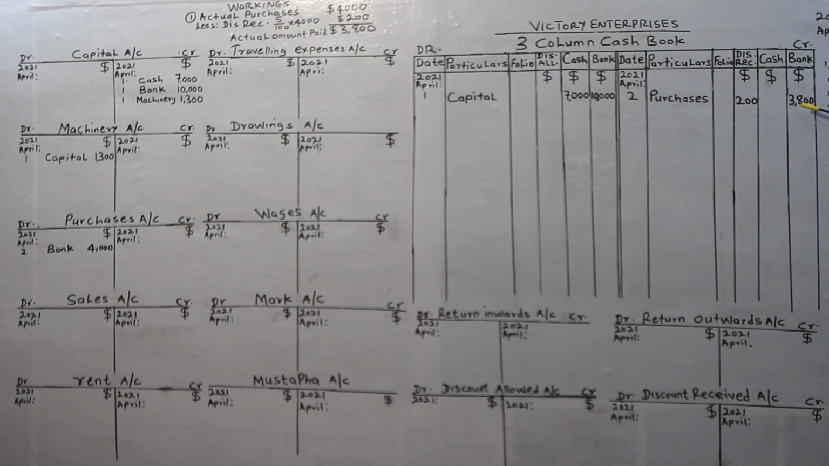Now, if you observe, the actual money that was paid out through the bank is not 4,000 but 3,800, while the balance of 200 was received as discount. Of course, what the cashier actually gave out for purchases on April 2nd, 2021 is 3,800 and the organization has received 200 as purchases discount.